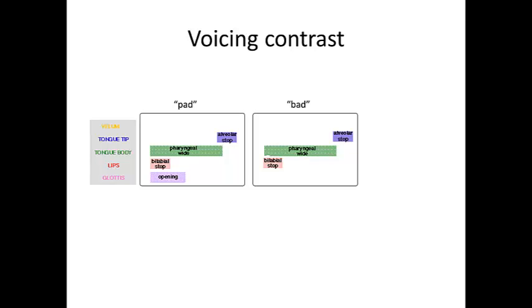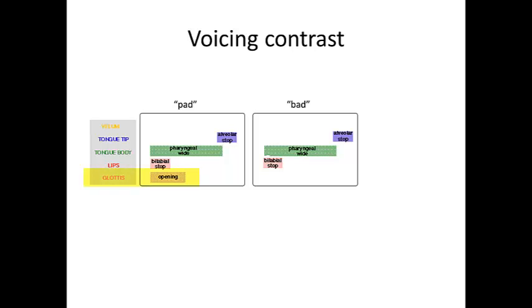Now let's have a look at how gestural scores can represent certain kinds of sound contrasts. In this case, we see a minimal pair of words in which the only difference is the voicing of the initial consonant. Gestural accounts would say that the articulation of these two words is nearly identical, with the only real difference being that the word pad must have one additional gesture compared with the word bad.